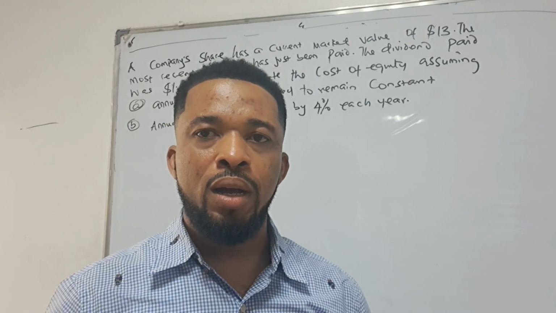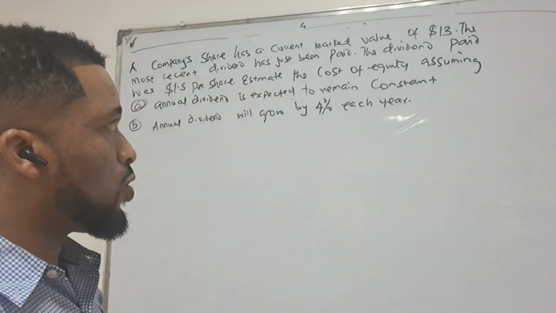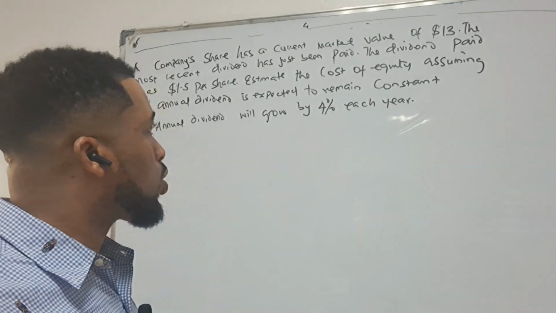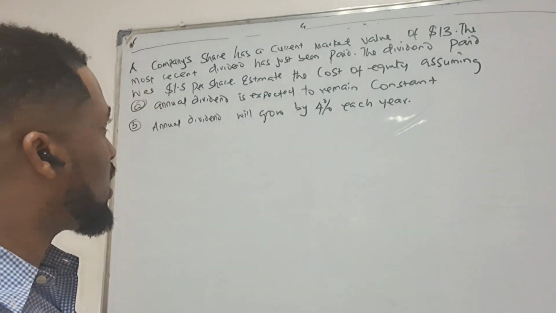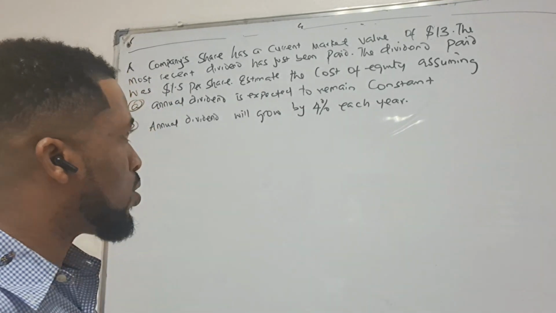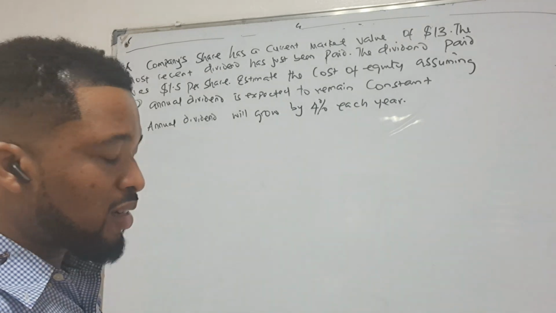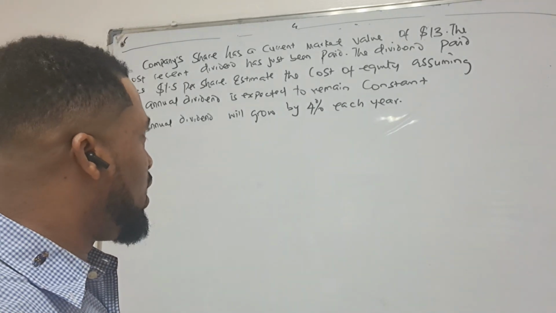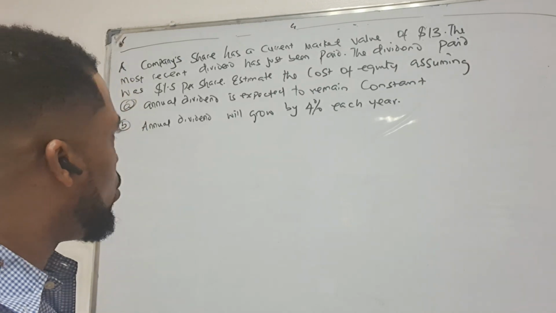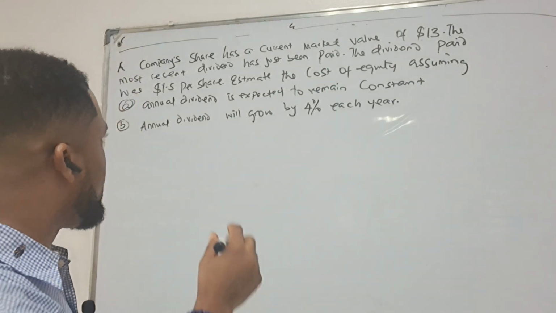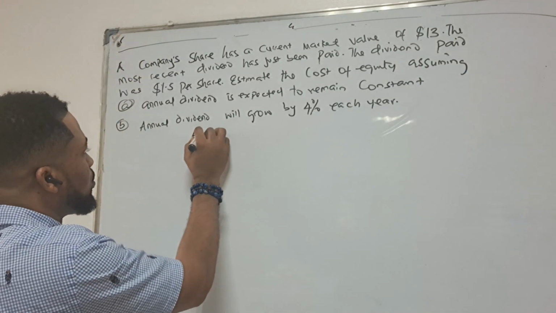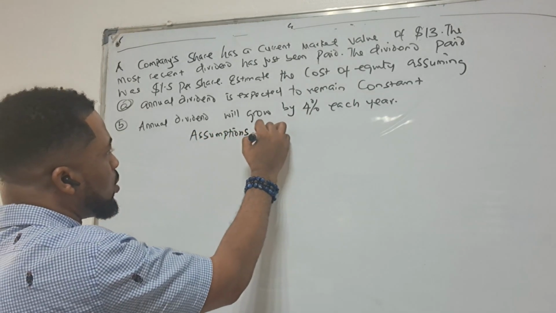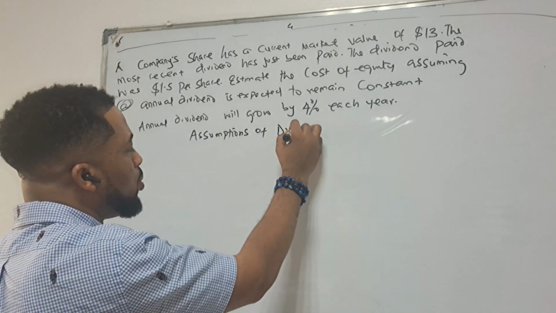Okay, so welcome back. We'll be looking at this short illustration. In our last class, we were trying to look at how to calculate cost of equity. And the first thing we're looking at is how to calculate cost of equity using the DVM, Dividend Valuation Model. But before then, we need to look at the assumptions of the Dividend Valuation Model.